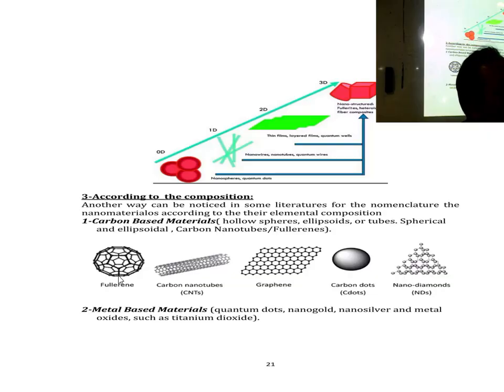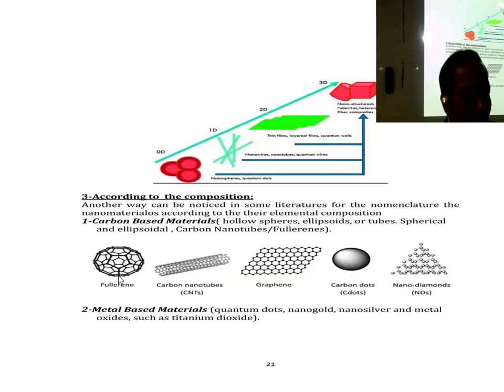It can be C60. C60 means carbon fullerene, Buckminster fullerene. There can be C72, tube type. So nanotube. These nanotubes made by carbon are called CNT, carbon nanotube.